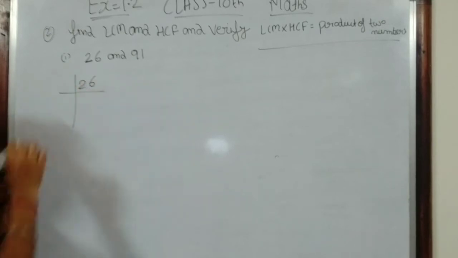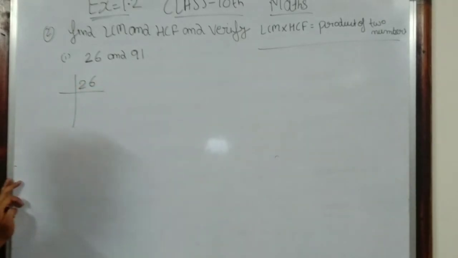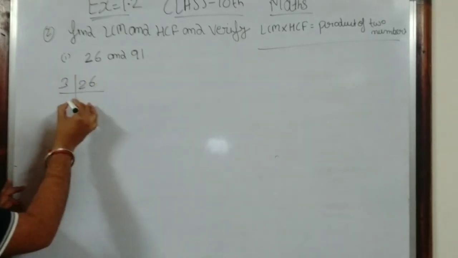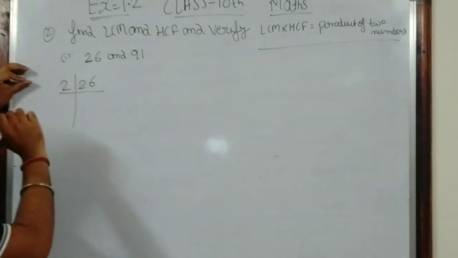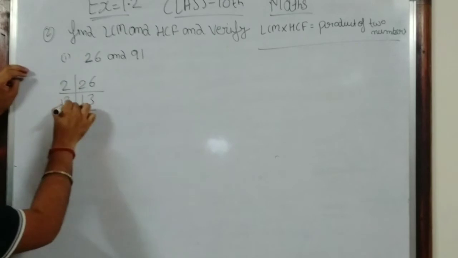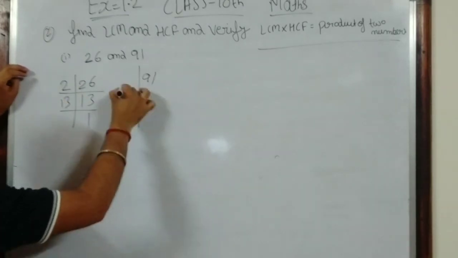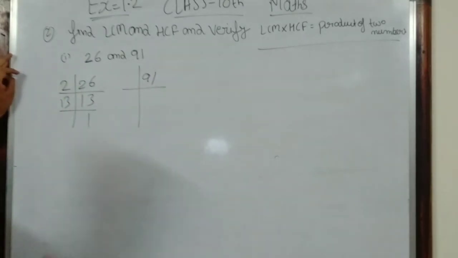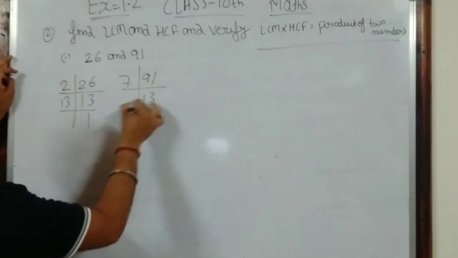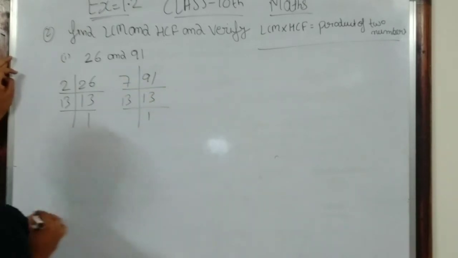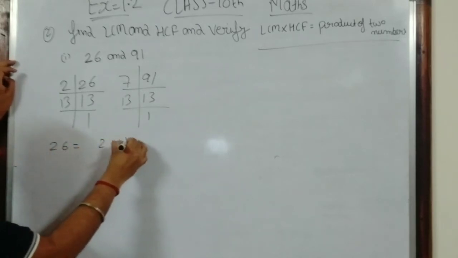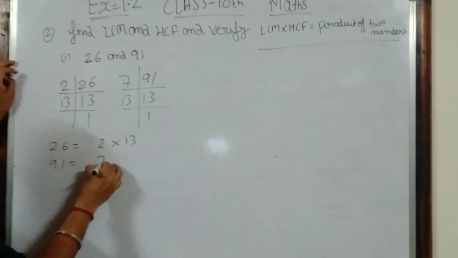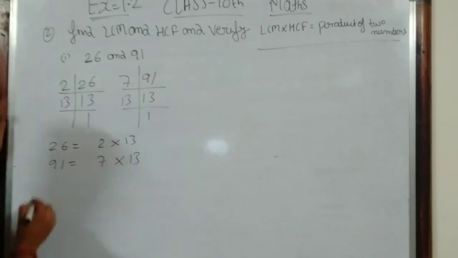First we make the prime factors of 26 and 91. 26 is divided with 2, so it's 13, and 13 by 13 is 1. Then 91 is 7 into 13, and 13 into 1. So what are the prime factors? Those of 26 are 2 into 13, and those of 91 are 7 multiplied by 13.